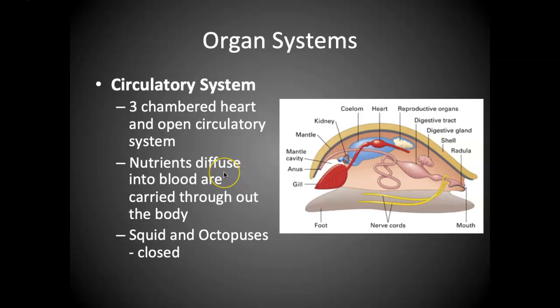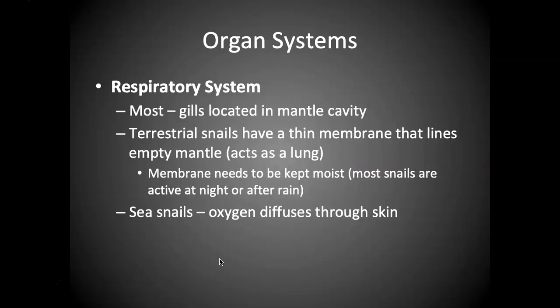While most of our mollusks are going to have an open circulatory system, both our squid and octopi, or octopuses, will have a closed circulatory system. So they're a little bit more advanced than that of the rest of our mollusks.